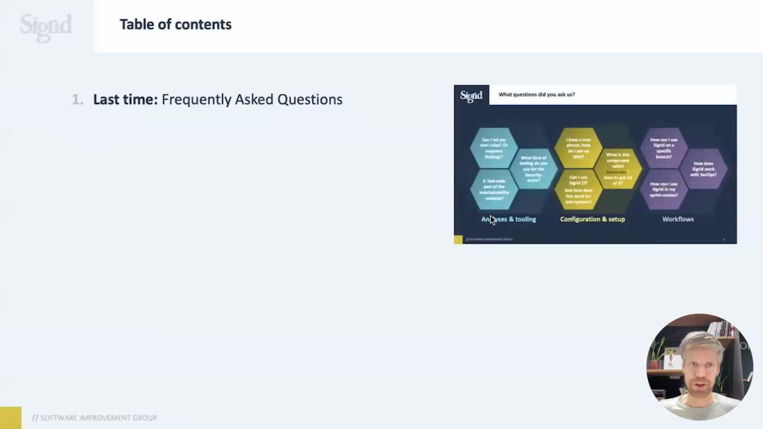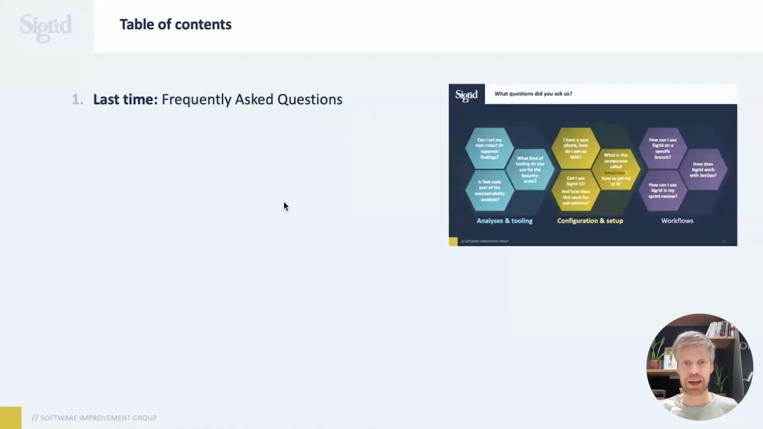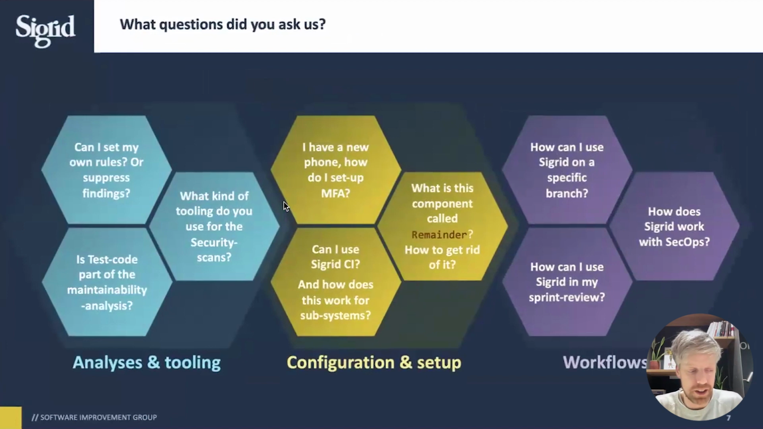Before we do that, I briefly want to recap what we talked about last time. So last time we had a session about the frequently asked questions. We had about 9 different questions in 3 groups about things like analyses. So how do our analyses work? What do we get whenever we start working with it? Also, how do I set up my system so that it works most perfectly for me? And once it's set up, how does it incorporate into my workflows?